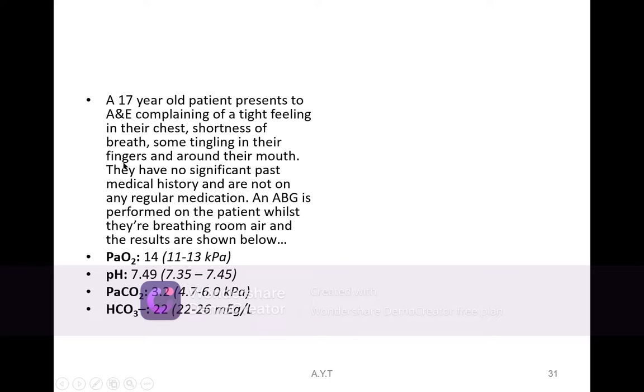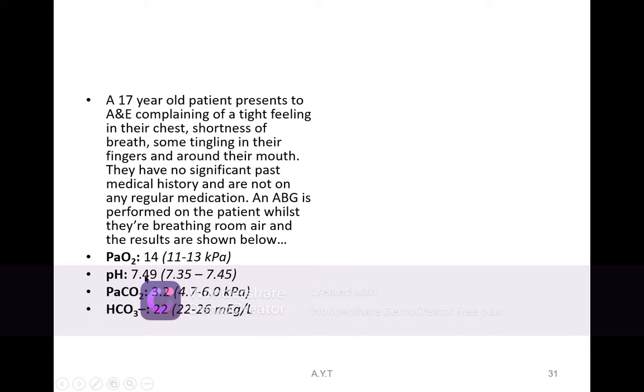Another example, a 17-year-old patient presents to the A&E complaining of a tight feeling in the chest, shortness of breath, and some tingling in their fingers and around their mouth. They have no significant past medical history and are not on any regular medication. ABG was performed while they were breathing room air, and the result is as shown. PaO2 is 14. Still it is very good. It is about 85%.